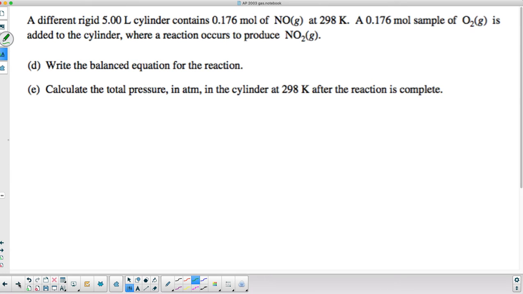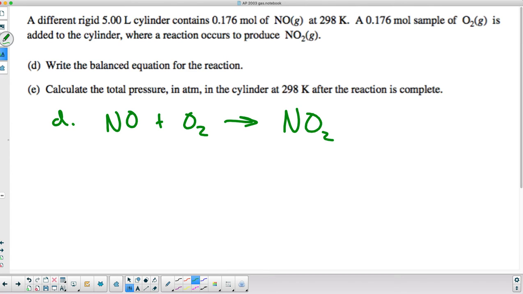So the next part to this is a different rigid 5-liter cylinder that contains 0.176 moles of NO at 298, and 0.176 moles of O2 are added to the cylinder where the reaction occurs to produce NO2. So what would that be? First part here is to write the balanced equation. So that would be NO plus O2, and that reacts to form NO2. These are all gases here.